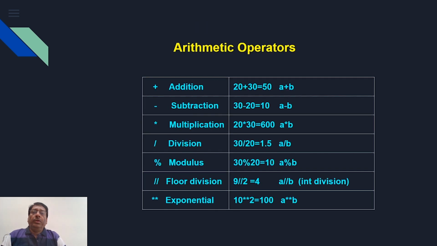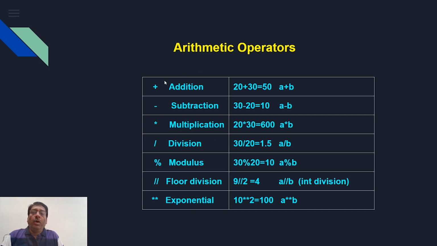Coming to arithmetic operators, as we know, we have the addition operator, the plus symbol, which is normally used to perform addition. Similarly, the minus symbol is for performing subtraction, and then a star is to perform multiplication. Slash is to perform division.